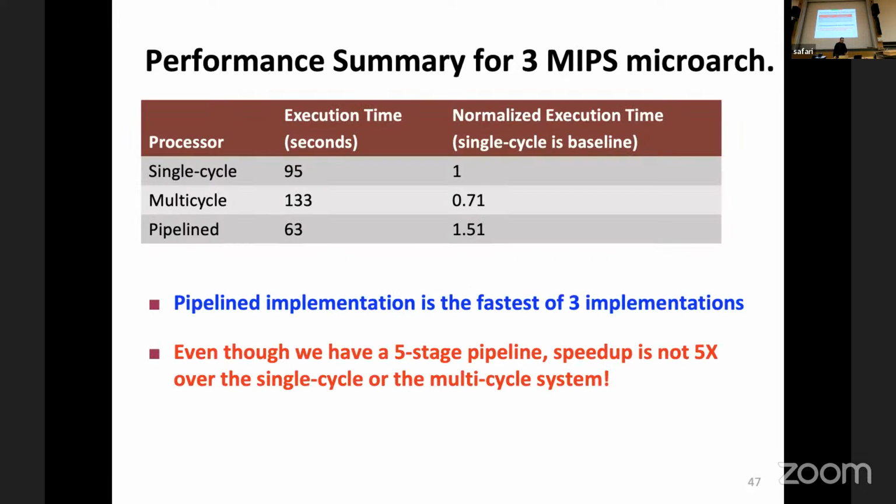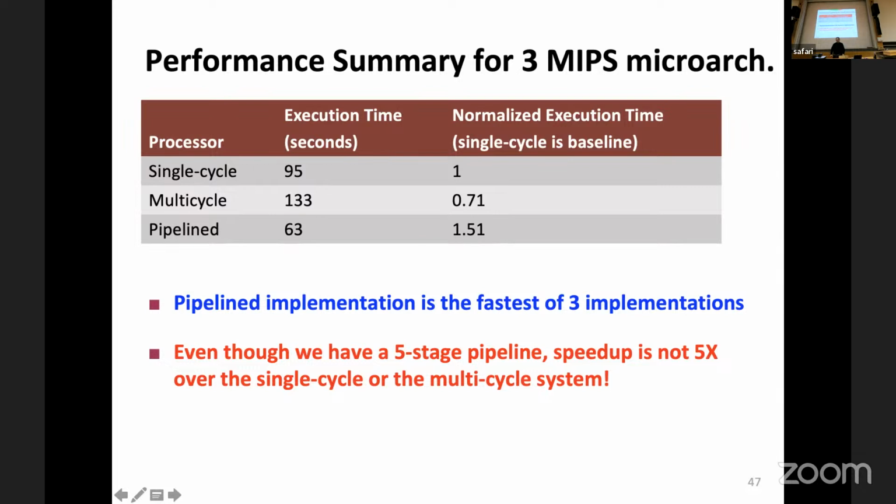If you compare this performance with other processors like single cycle and multi-cycle, in your book example, for a single cycle the execution time would be 95 seconds, for multi-cycle it is 133 seconds, and for pipeline it is 63. So you can see that the pipeline processor here in our example provides some speedup, 1.51 times better performance, or 51% higher performance. But this is not 5 times.